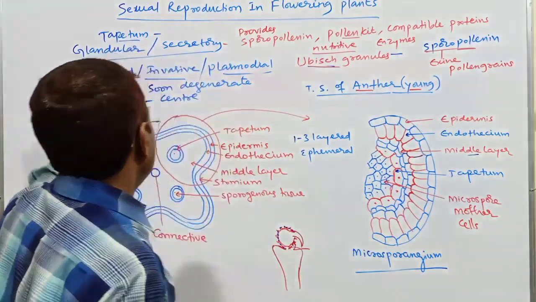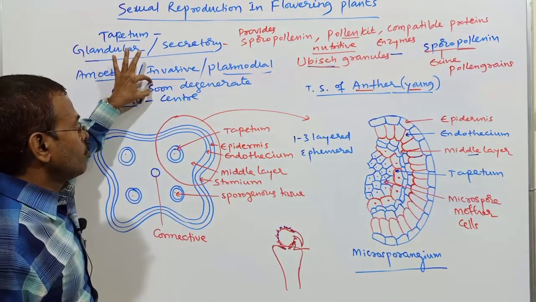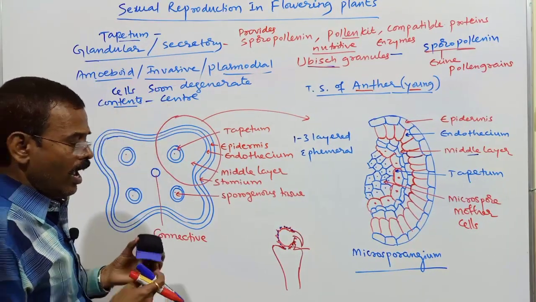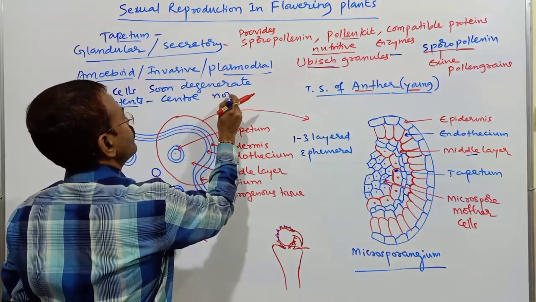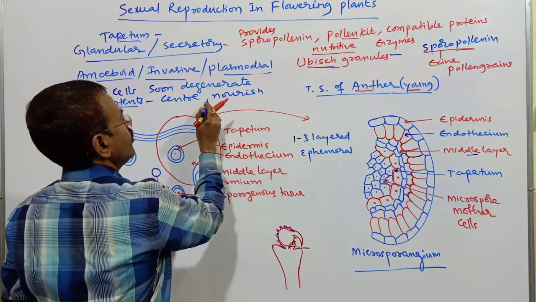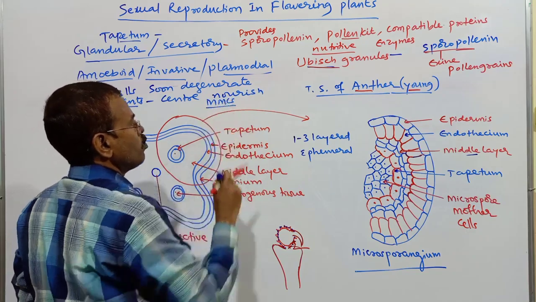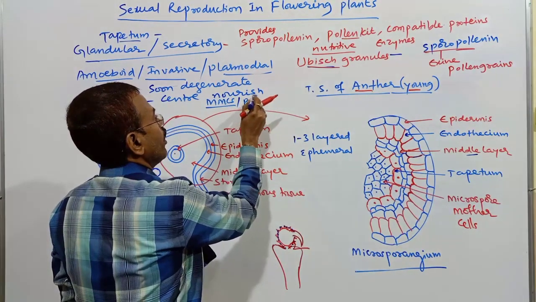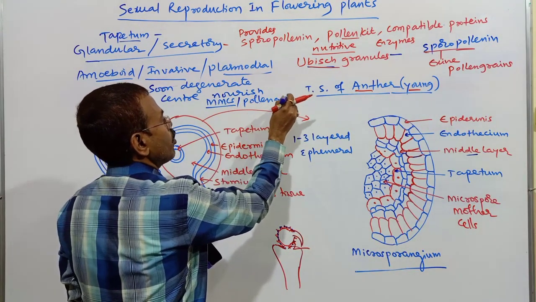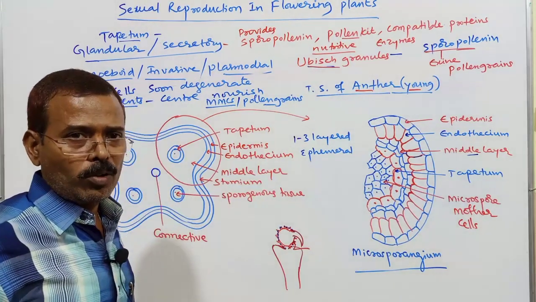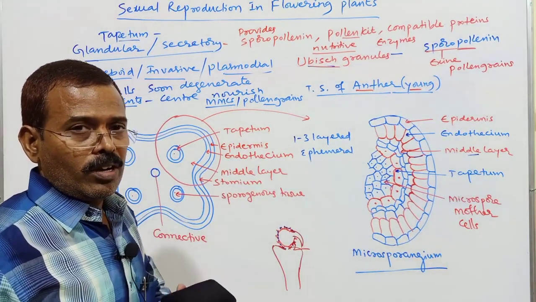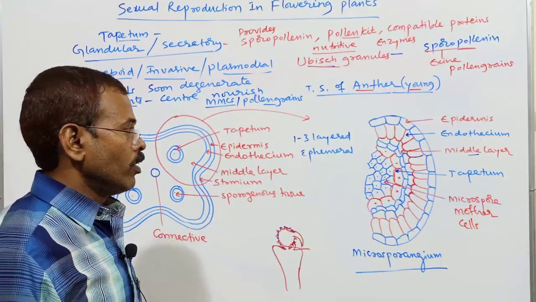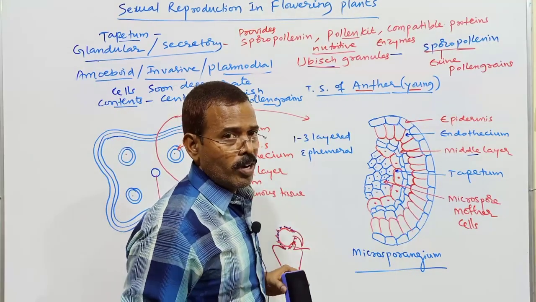So these amoeboid tapetal cells soon degenerate or disintegrate, and their entire cell content moves to the center and nourishes the microspore mother cells, or what you can refer to as pollen grains or microspores. So these are the two types of tapetum that you remember as extra information. The role of tapetum you have to remember, very important.